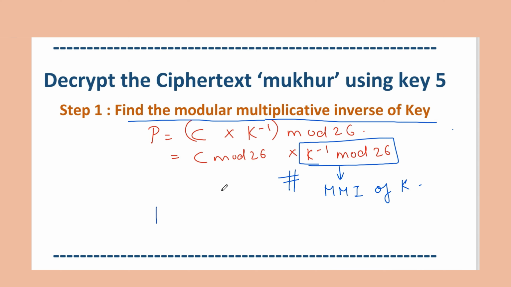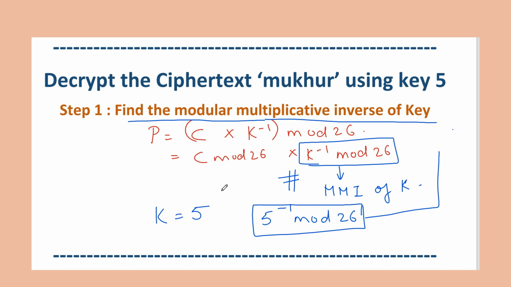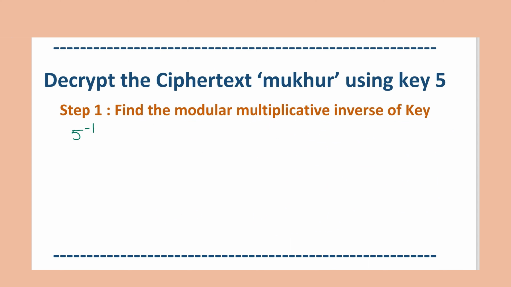What is the key in our case? Key is given as 5. So what do we require? We require 5 inverse mod 26 so that I can compute this and substitute it here. So let us go ahead with finding 5 inverse mod 26.